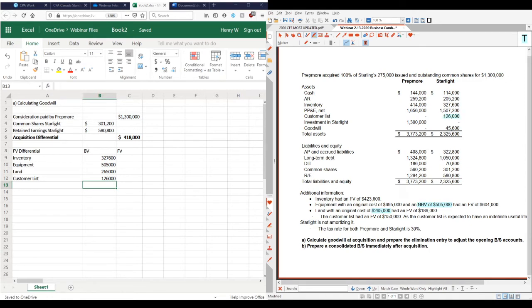Okay. So the fair value of the inventory is 423,600. Differential: $604,189,150. Okay.